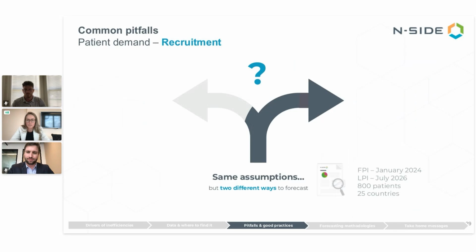So let's take recruitment, for example. That's the easiest example. I'm pretty sure this will speak to all of you. So let's say we have a trial with 800 patients with a long duration recruitment period of 2.5 years.